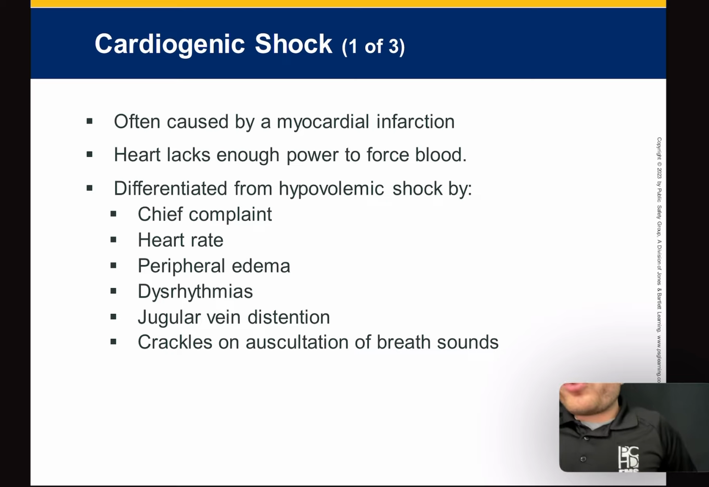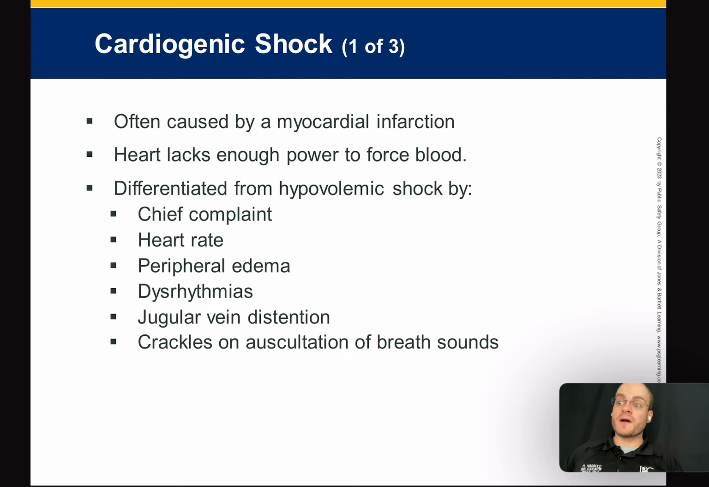So, how we can differentiate cardiogenic shock from something else like hypovolemic shock is a good patient history, right? So if the patient tells you, oh, I haven't had any nausea, vomiting, or diarrhea, I feel hydrated, and I haven't been bleeding, well, that's pretty good indication it's not hypovolemic, okay? So we can take the chief complaint along with the heart rate. You'll see an increased heart rate in both of these usually.